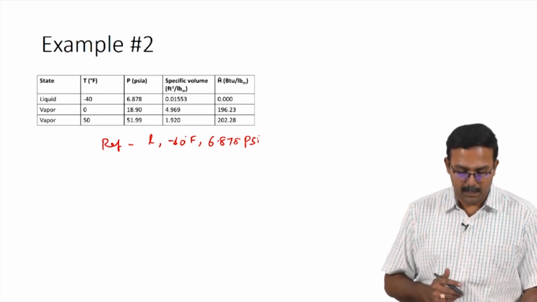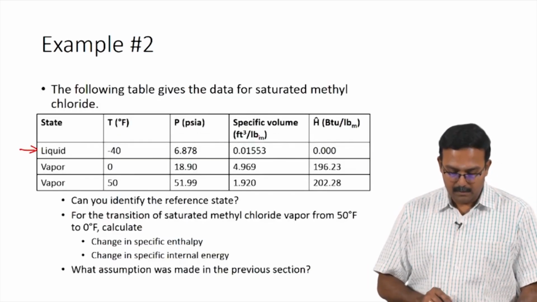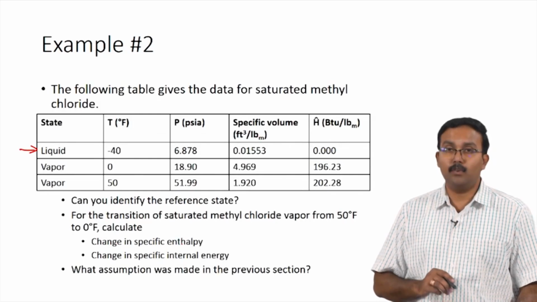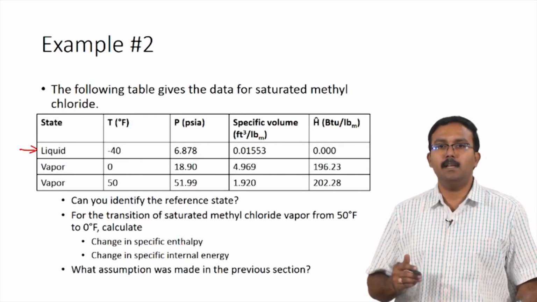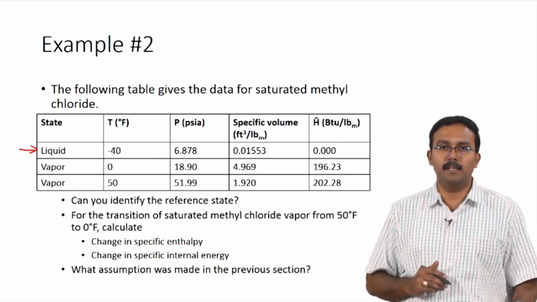Now, moving on to the second part of the problem, we have been asked to calculate the change in specific enthalpy for the transition of saturated methyl chloride vapor from 50 degrees Fahrenheit to 0 degrees Fahrenheit.